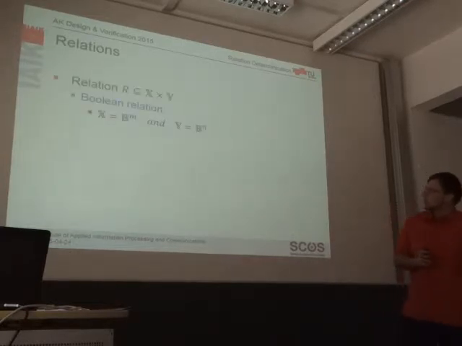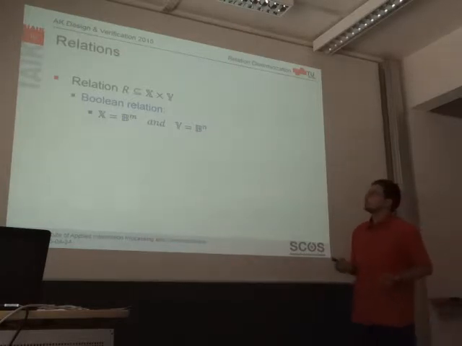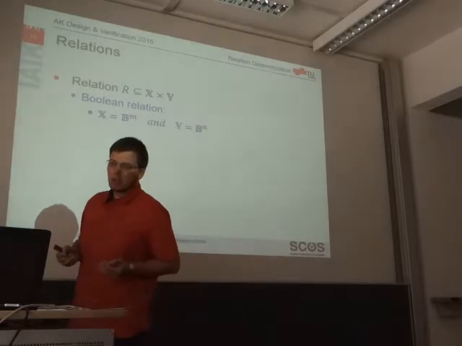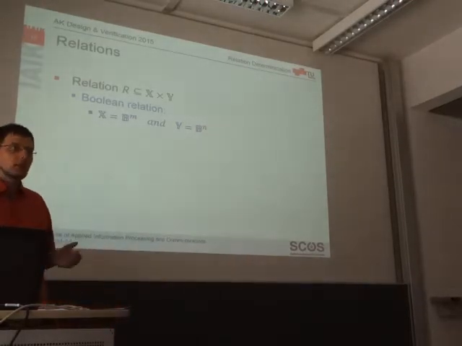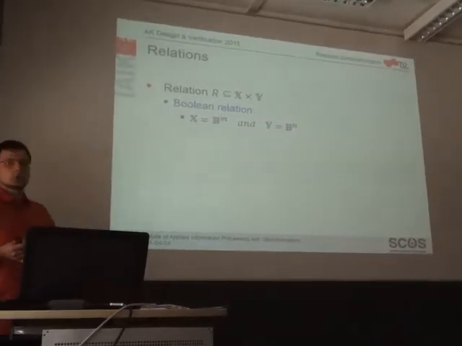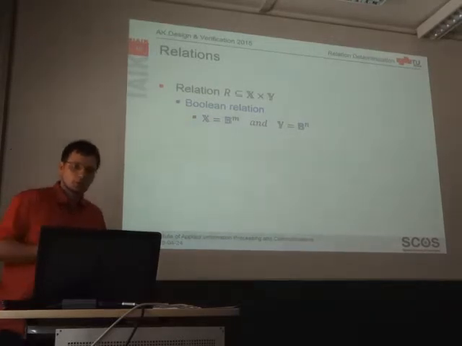Okay, what else do we have? In particular, of course, we will be interested in Boolean relations. So our set X will be a set of m-bit bit vectors, and our set Y will be a set of n-bit bit vectors corresponding to the Boolean inputs and outputs of the system that we are talking about.